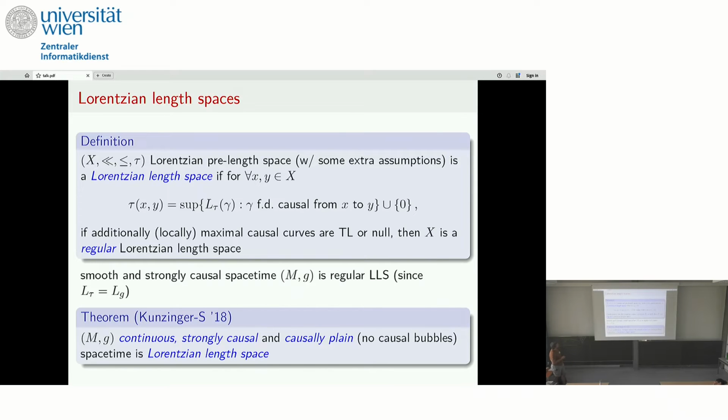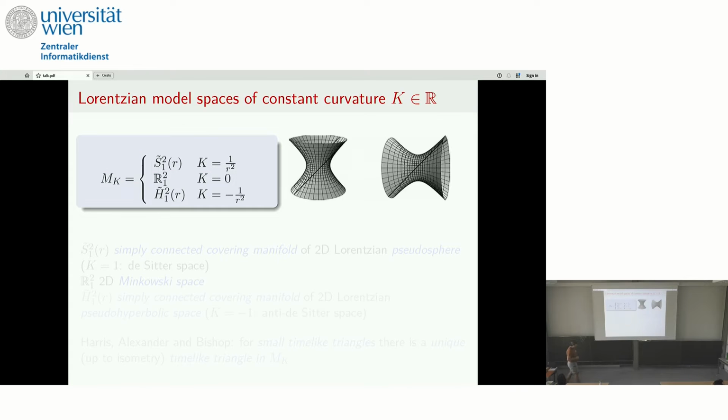And then this example we already had: a smooth and strongly causal spacetime is a regular Lorentzian length space because the length actually agrees. But also, you can look at continuous and strongly causal spacetimes if you assume that they are causally well behaved, which is called causally plane, which means that there are no causal bubbles. Then this is a Lorentzian length space. But actually, there was recent work by Ling who shows that just continuous and strongly causal is enough if you change slightly the definition of time-like curves. You can still view the continuous strongly causal spacetimes as Lorentzian length spaces. Okay, so now this is the basic setup.